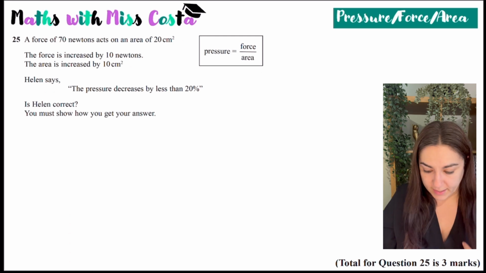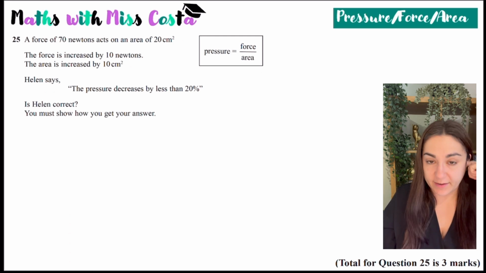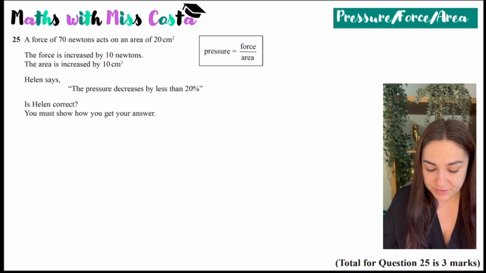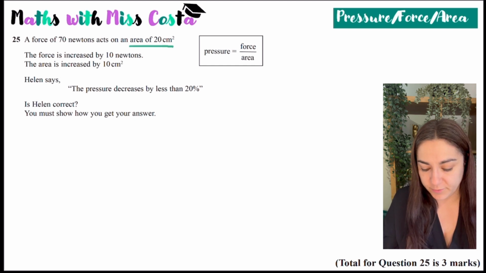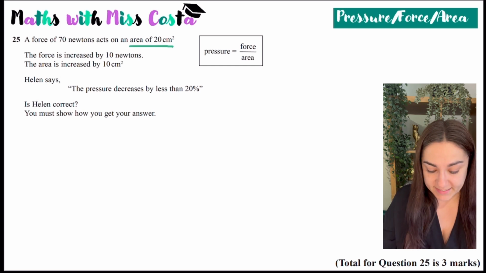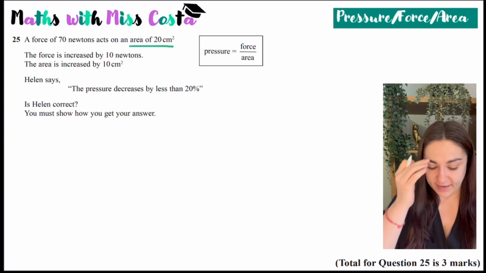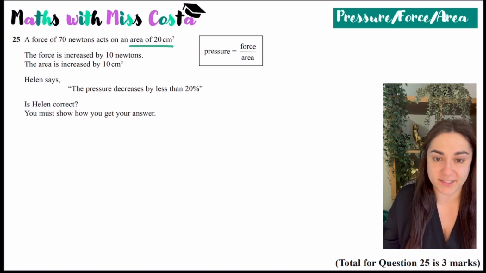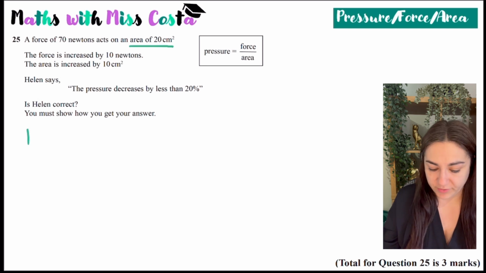Next, I've got a pressure, force and area question, and they've provided the formula for you. So I'm told that a force of 70 newtons acts on an area of 20 centimeters squared. The force is increased by 10 newtons, and the area is increased by 10 centimeters squared. Helen then says the pressure decreases by less than 20%, and I need to say if Helen is correct or not. So first what I can do is actually work out what the pressure is.